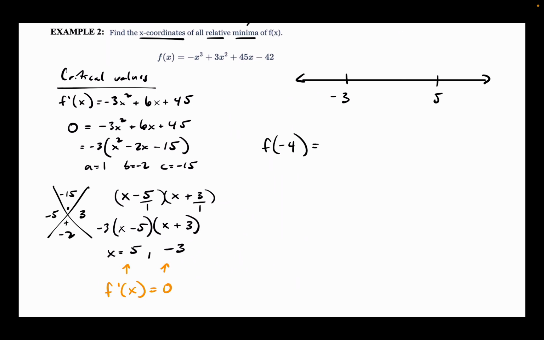I'm going to plug this back into the derivative because it's the first derivative test. So negative 3 times parentheses squared plus 6 times parentheses plus 45. And then I'm going to plug in negative 4 first. Negative 4 squared is 16.